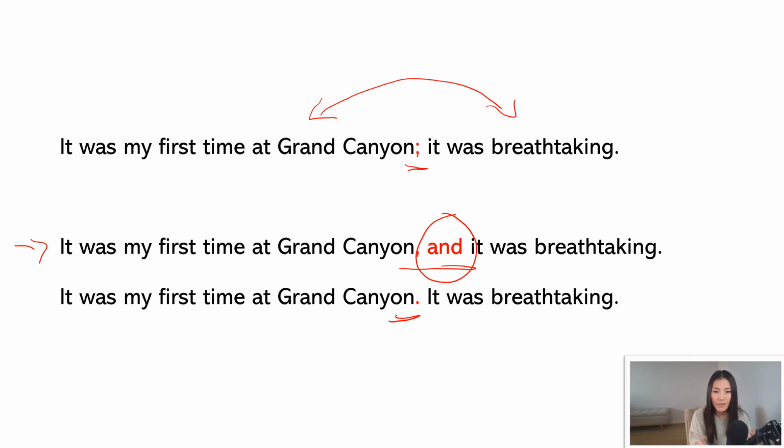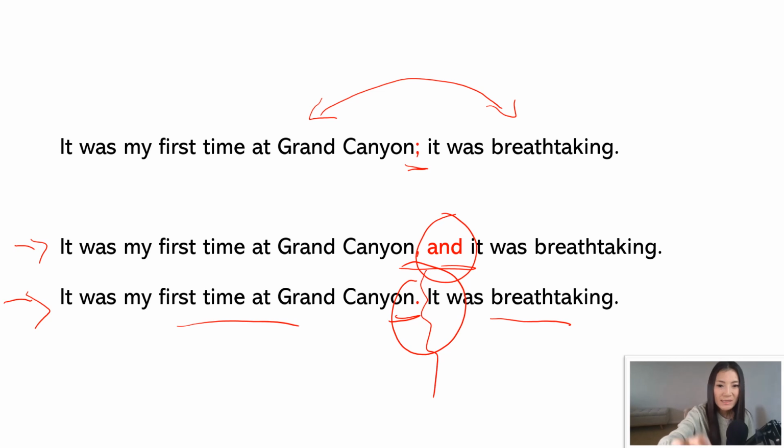If you look at this sentence, "It was my first time at Grand Canyon," period. "It was breathtaking." There's nothing wrong grammatically with all of these three sentences. But if I put a period there, a period in my mind creates a wall, a very thick wall between this sentence and this sentence. And the wall acts to separate these two sentences. Again, there's nothing wrong with it grammatically. There's no grammatical error in any of these three.